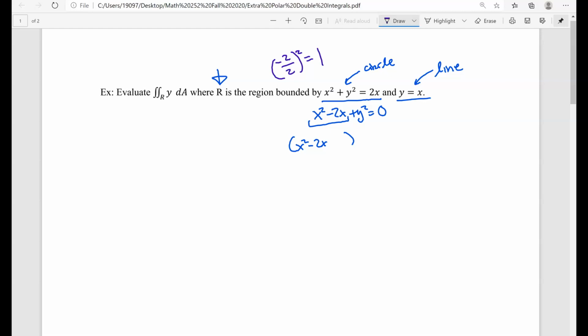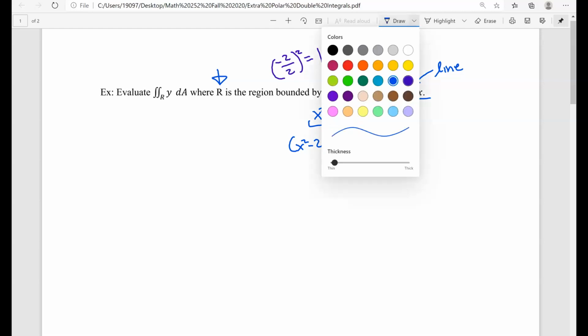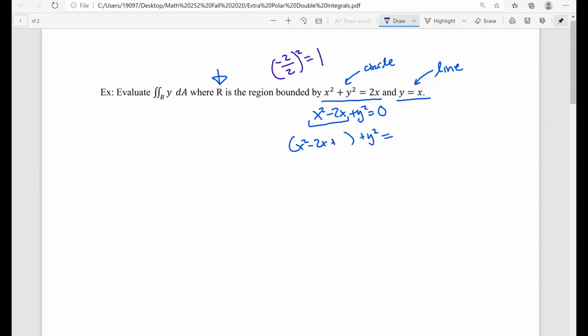Let me fill in the rest of the blanks. So I have the plus y squared equals. I'm going to add this 1 here to complete the square, and then I'm going to add the 1 on the other side, because I can't just add a number without doing it to the other side as well. Then I can factor this as x minus 1 squared plus y squared equals 1. So you actually have a shifted conic, a shifted circle.